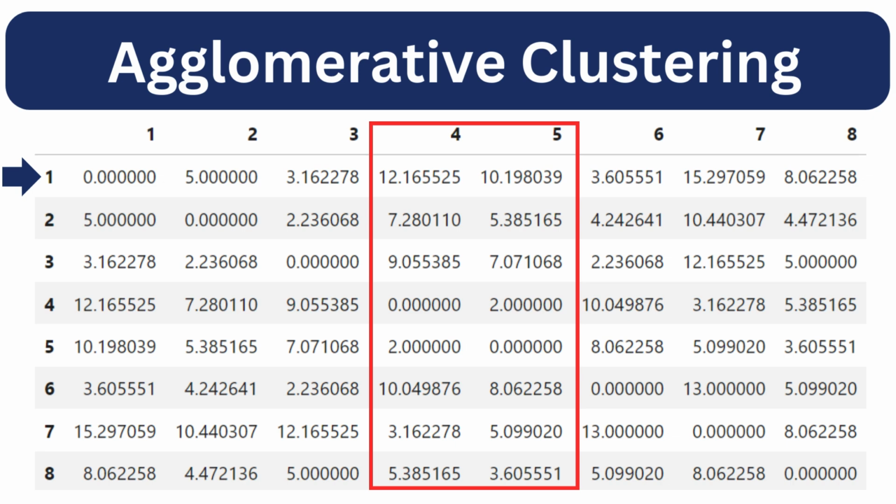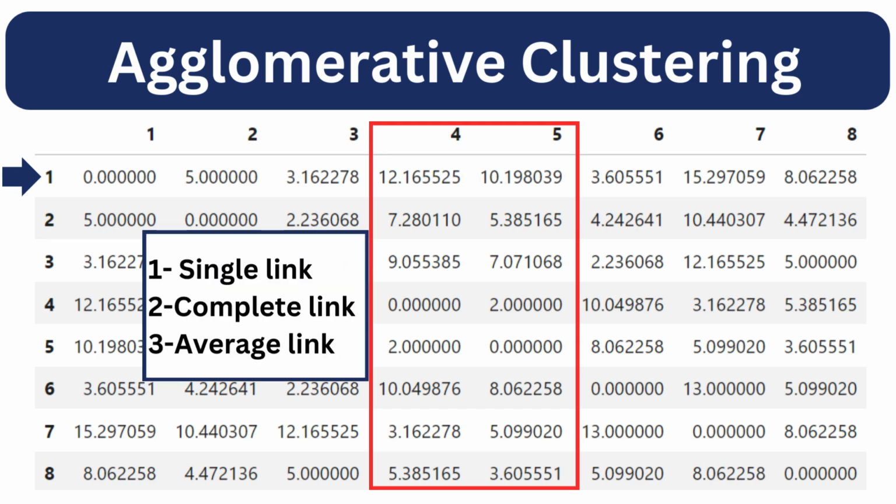And we need to merge the 4 and 5 columns into a single column 4, 5. Similarly for the rows. But the question is which distance to keep. For example, for the first point, should we keep the distance between 1 and 4 or 1 and 5? And similarly for the other data points. So there are 3 methods: single link, complete link and average link.